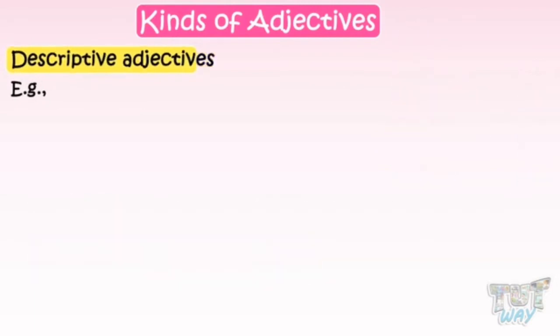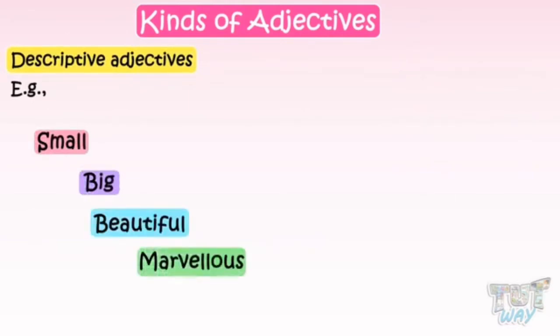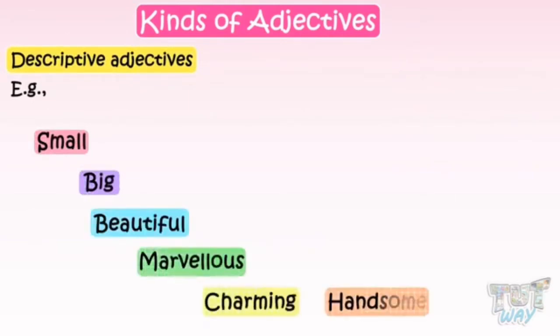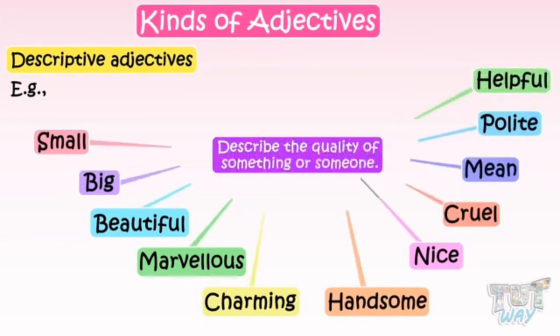Okay? Alright. Here are some other good examples of descriptive adjectives. Small, big, beautiful, marvelous, charming, handsome, nice, cruel, mean, polite, and helpful. All of these describe the quality of something or the quality of someone.